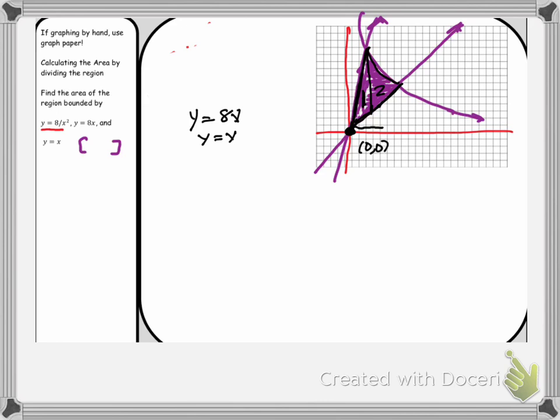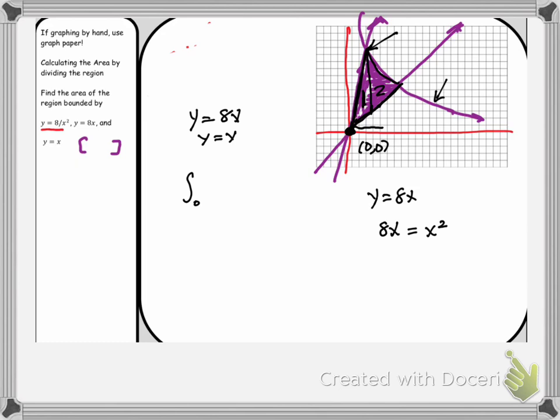So I know that I'm going to have from 0 for my first integral, and it's going to stop right here, because that's when this curve graph becomes the top. So I have to find that, and that is the intersection of y equals 8x and 8 over x squared. So let's set those equal to each other. So 8x equals x squared.